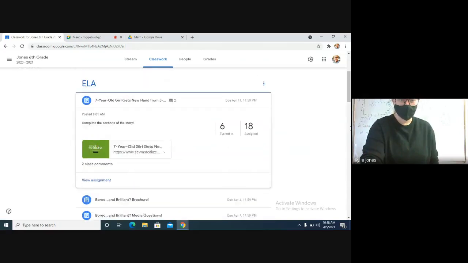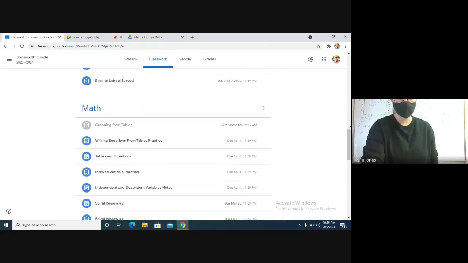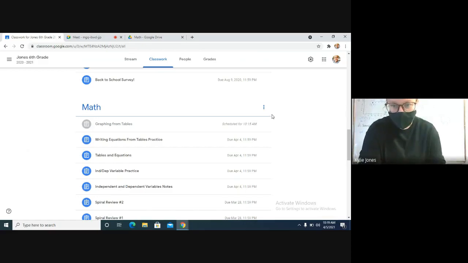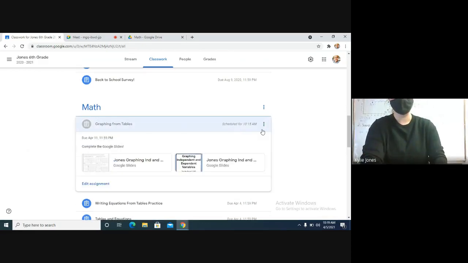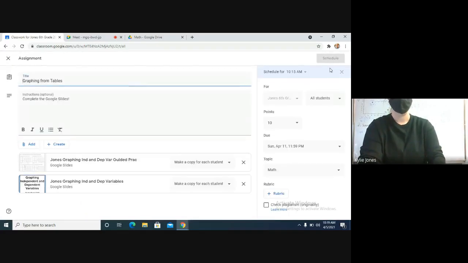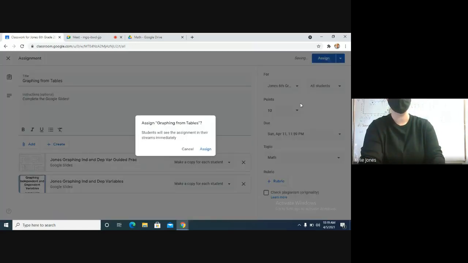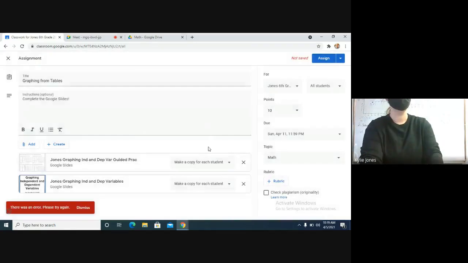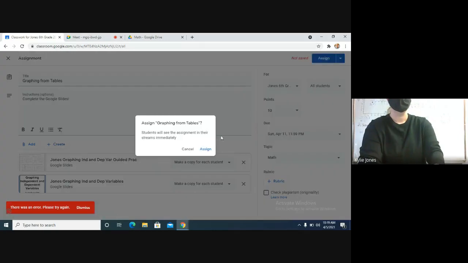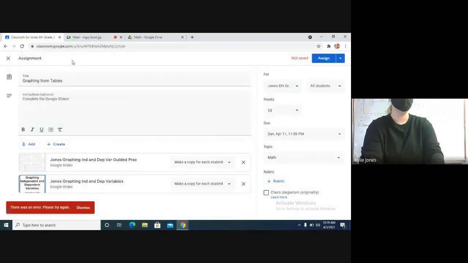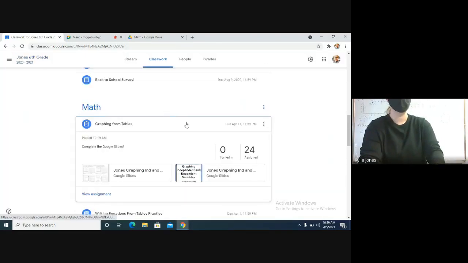All right. So if we scroll down to math, it has not been posted yet, so I'm going to make it post. It's called graphing from tables. Can you guys see that? No. So let me get that assigned to you guys. If you reload your Google Classroom, did it work? You guys have one called graphing from tables? All right. So go ahead and do that.